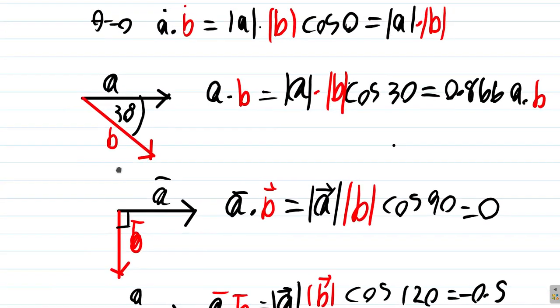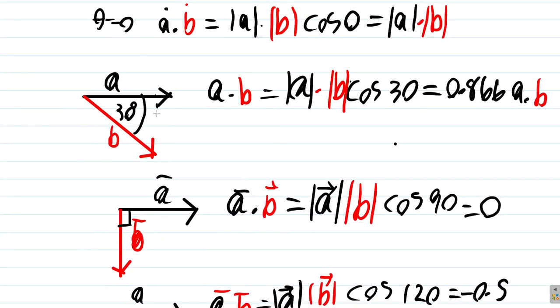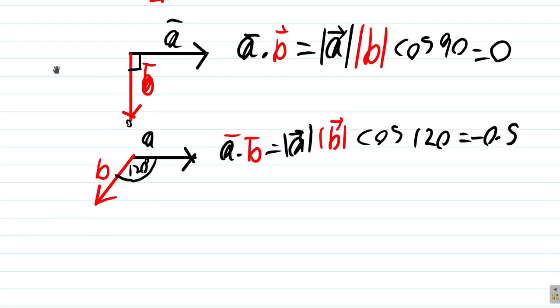Now, let's look at this. The portion of B in the direction of A would be this. Here, the portion of B in the direction of A would be 0. But here now, the portion of B that's in the direction of A is opposite to A. So it's pulling back A instead of helping it.